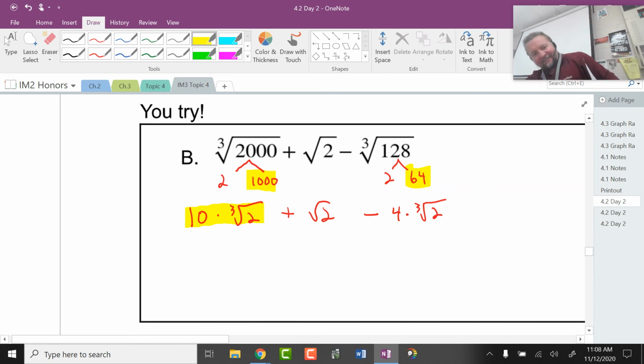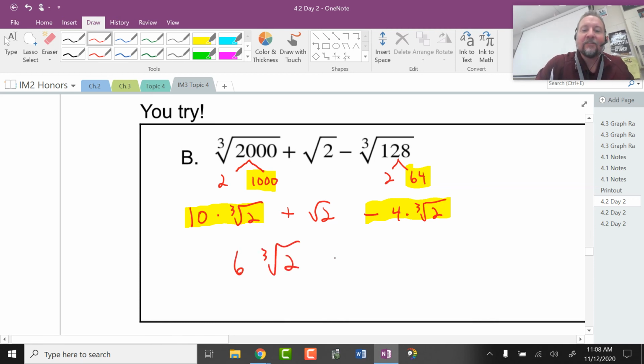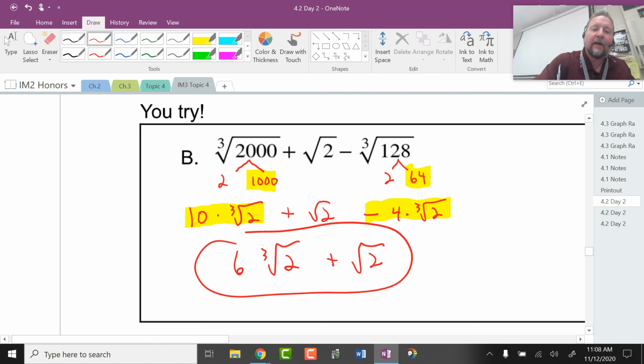Ten, yes. And what else? Which becomes, you got it? Did you say 6? Okay, I thought so. It just kind of cut out. And then square root of 2, wrong index. So we can't be combining those. All right, so we just leave it alone.